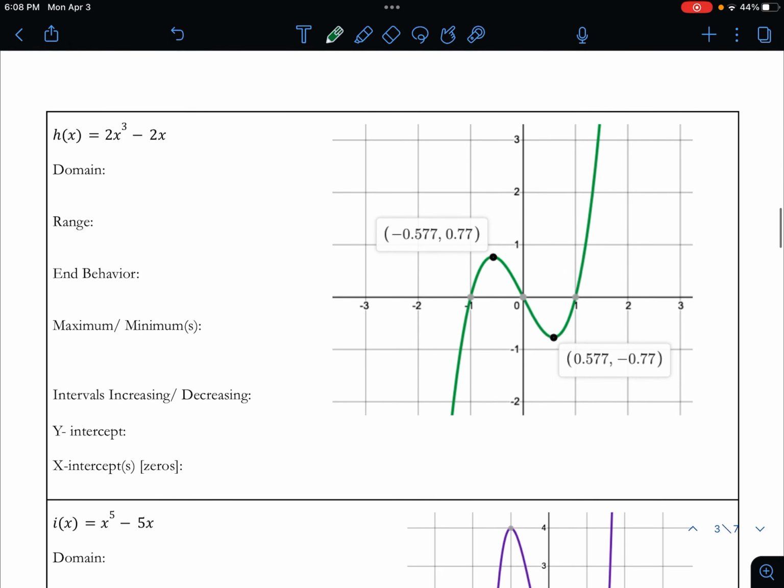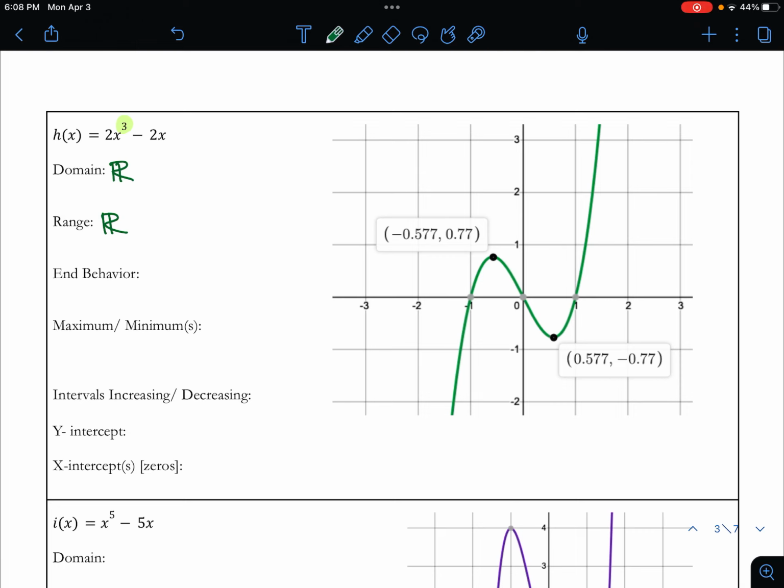Okay. Let's look at one more here. We have 2x cubed minus 2x. So my domain here is all real numbers. My range is going to be all real numbers. So anytime this is an odd highest degree, like a cubic, a quintic, seventh degree, the range and the domain are both all real numbers.